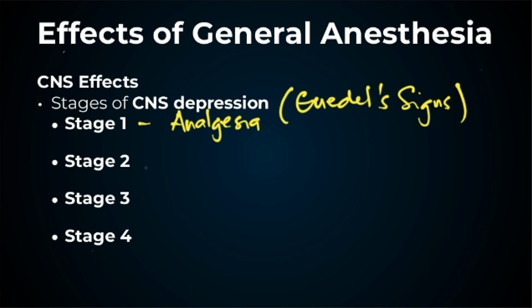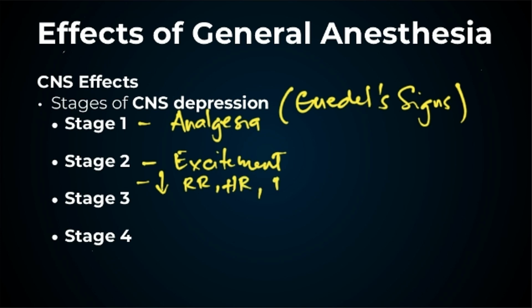In stage 2, also known as the stage of excitement, but this is a different kind of excitement, the patient appears delirious and may vocalize, but the patient is completely amnesic and will not remember anything. It's just like someone who is drunk. Also in stage 2, you will notice a decrease in the vital signs of the patient. The RR will decrease, the heart rate will decrease, and the blood pressure will also decrease. The duration and severity of stage 2 is shortened by rapidly increasing the concentration of the agent.